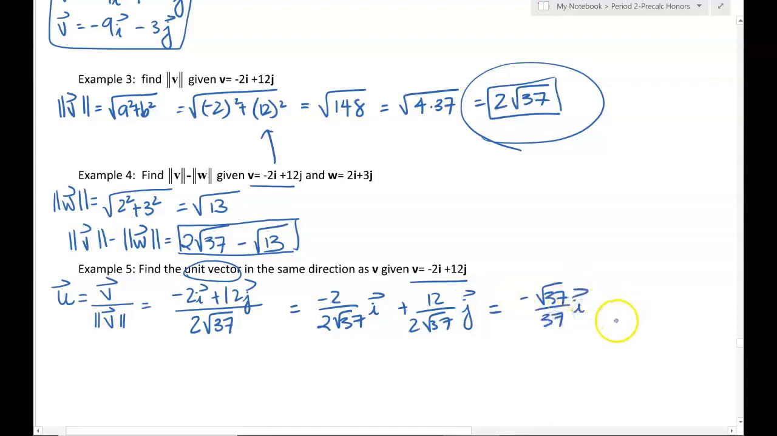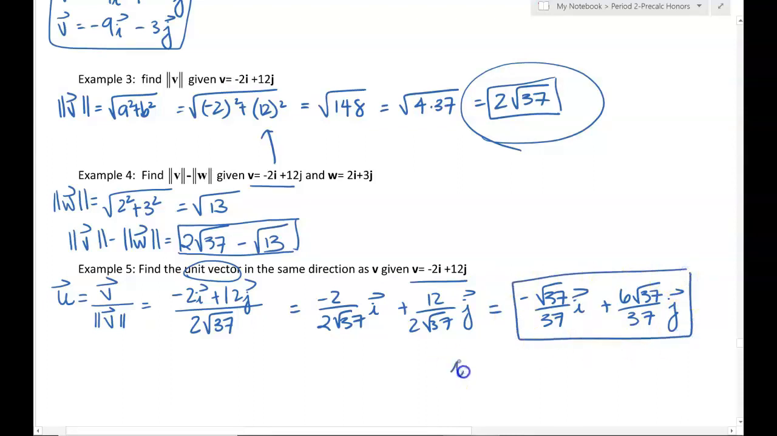in the i direction. 12 divided by 2 is now 6 on the numerator, and we rationalize the rad 37, so that's now brought to the top. And the bottom is now just a regular 37 without the radical. And that gives us negative rad 37 over 37 i plus 6 rad 37 all over 37 j, and box that up.